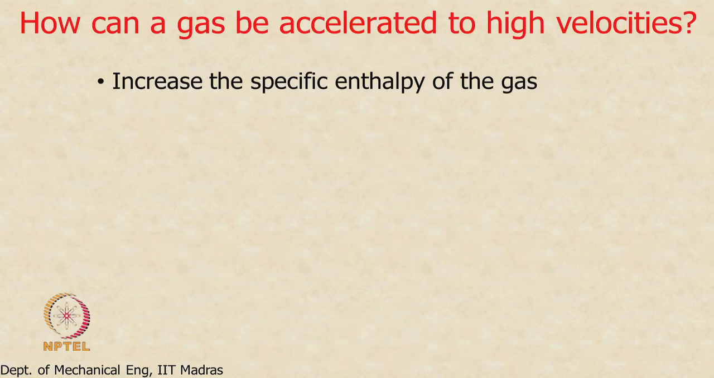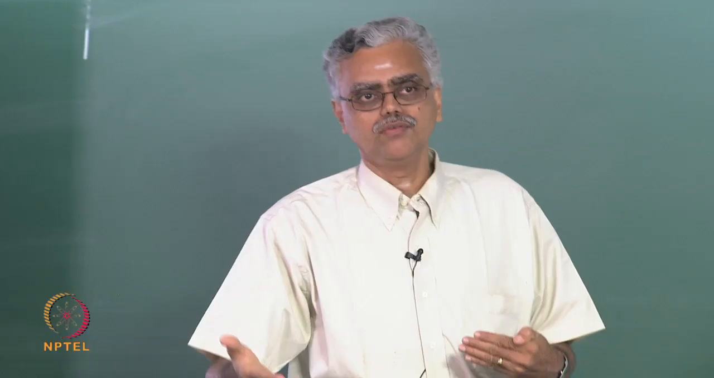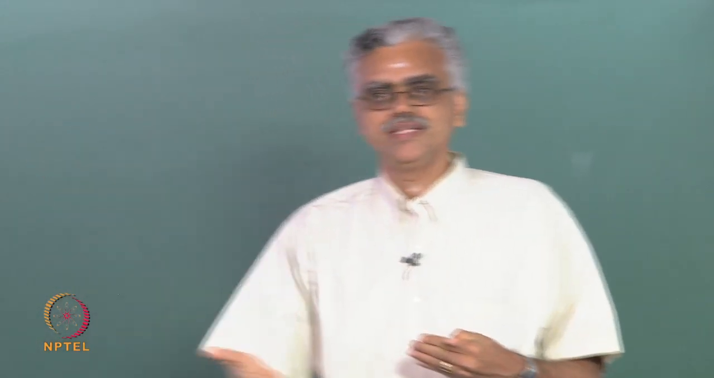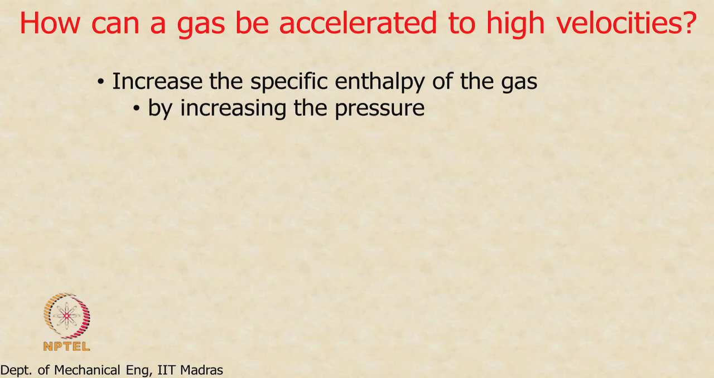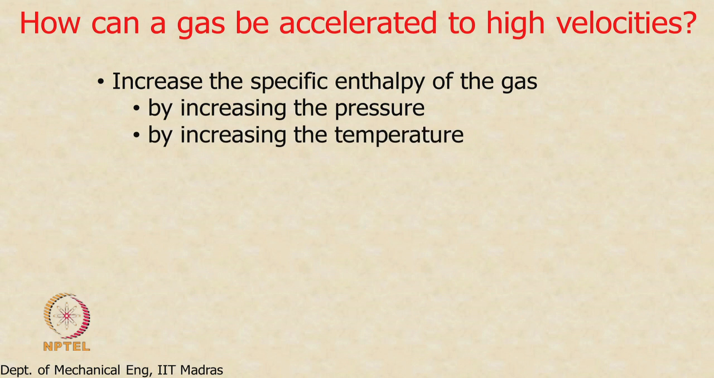So, the question is how do we accelerate a gas to high velocities? We accelerate the gas to high velocities by increasing its enthalpy, right? So, we increase the specific enthalpy of the gas. Once we increase the specific enthalpy of the gas, we can do the following.